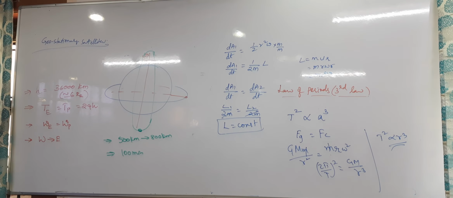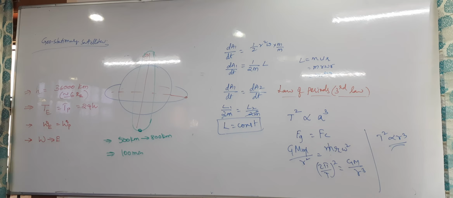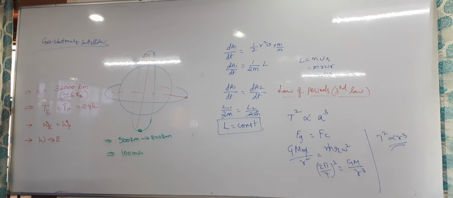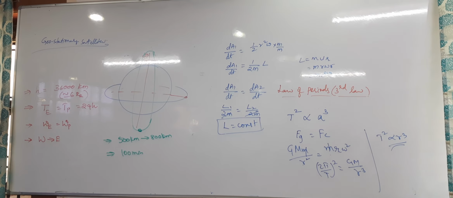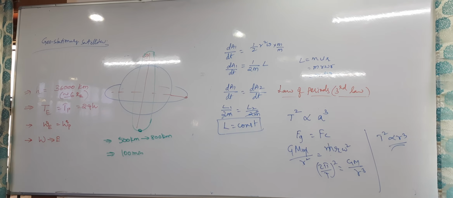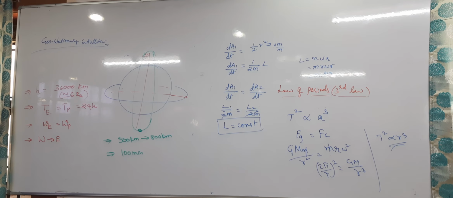Next one is polar satellites. This will revolve in polar orbits, and the height from the earth is 500 to 800 kilometers. And the time period is 100 minutes.